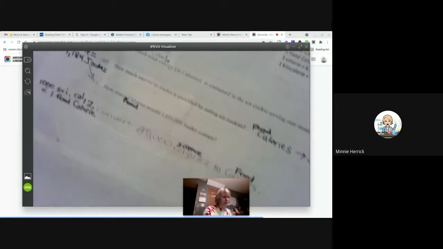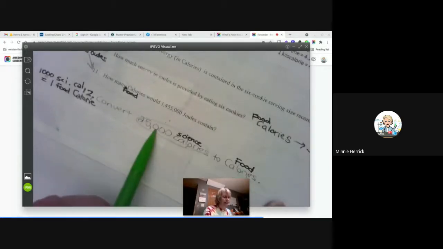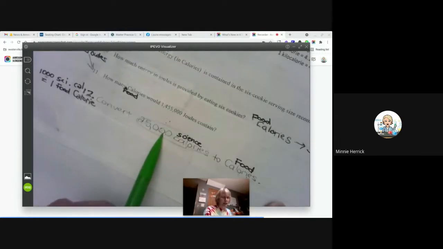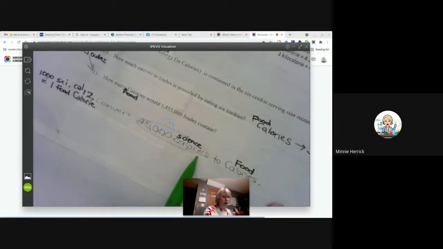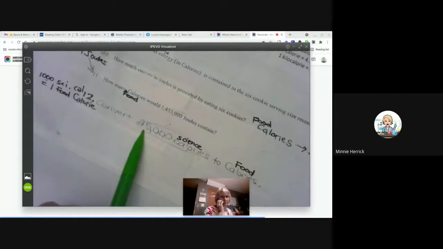Dividing it by 1,000, because there's 1,000 of these for every one of these. Science calories are 1,000 times. You need 1,000 of these for every one of these. So you literally just take this and divide by 1,000. Okay, you go ahead and try the math out. You probably will get 25 for the answer for 12.